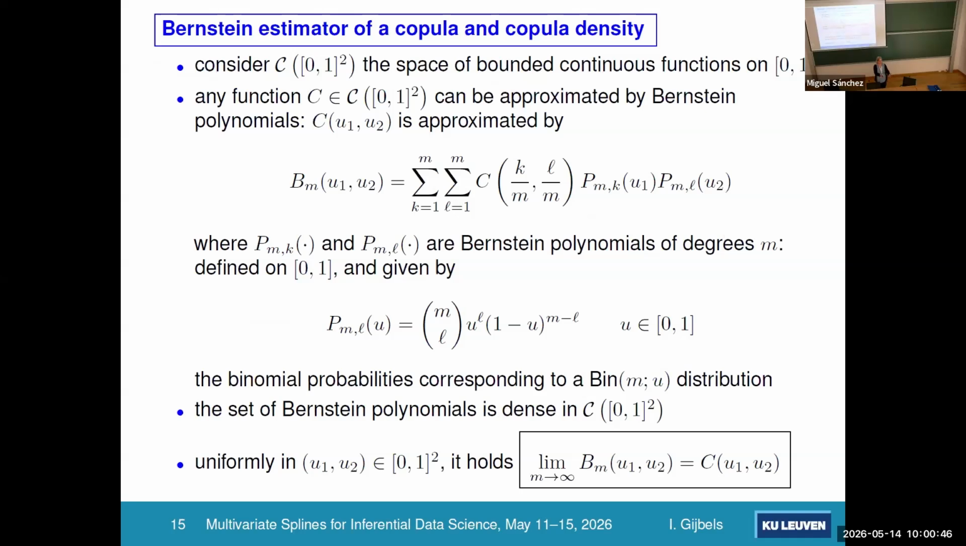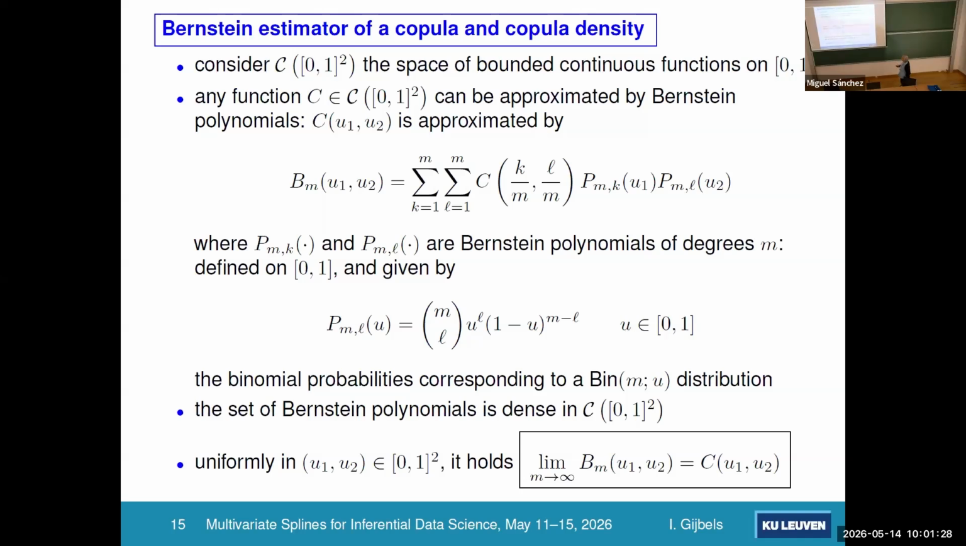Actually, it's very easy, and probably you can imagine it's easy because the bivariate copula function lives on the unit square, right? It takes values between 0 and 1. It's continuous. So I'm in this space of continuous functions on the unit square. So I can approximate C by a Bernstein polynomial, which is here, right? I take them here to be of the same degree in the two dimensions, but of course you can take it differently.